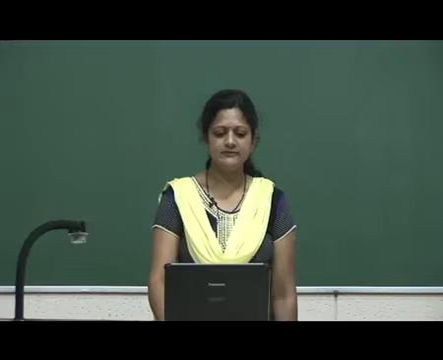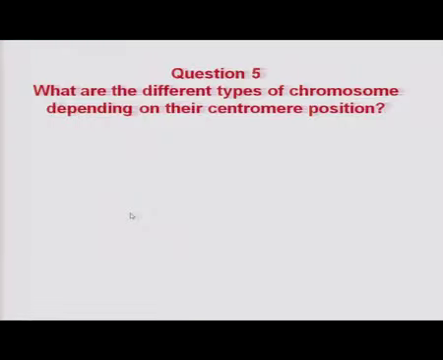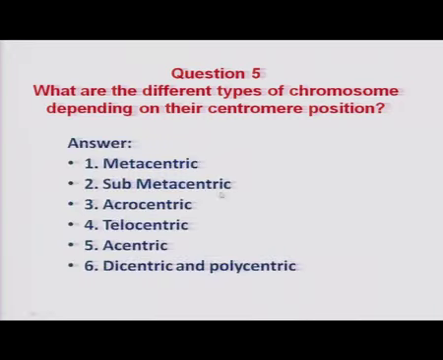The next question is, what are the different types of chromosome depending on their centromere position? So here is the answer. There are 6 types of chromosomes depending on the position of the centromere. The one is metacentric. In the metacentric chromosome, the centromere is present in between the two arms of the chromosome and gives a V shape to the chromosome. In submetacentric, the centromere is not exactly at the middle of the two arms of the chromosome and it gives an L shape to the chromosome.